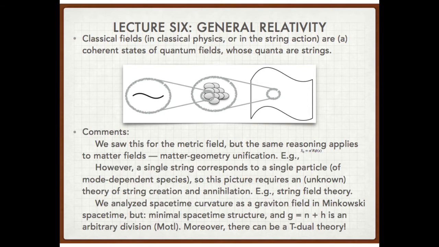Now I have some important comments on this, which I will make and then we'll pass over. I've really just said it already. We worked that out for the metric field because we were interested in a classical curved background for the string. But the same reasoning will apply to any classical matter field that you might want to couple to the string, if its quanta correspond to modes of the string. So, for instance, if you wanted to have a classical scalar field, we saw that there was a scalar field in the string particle.